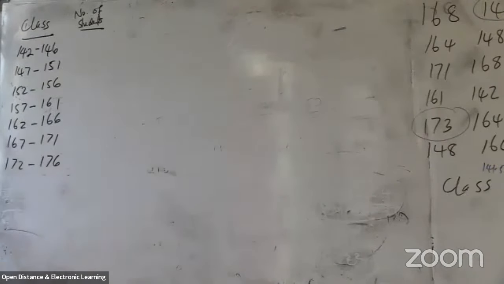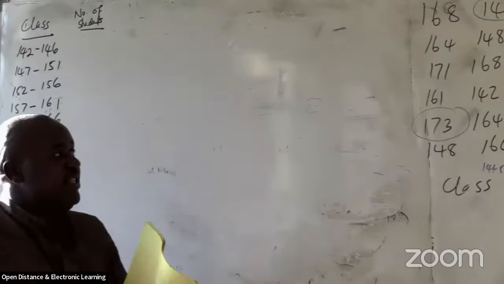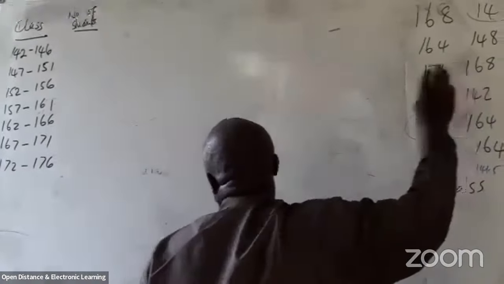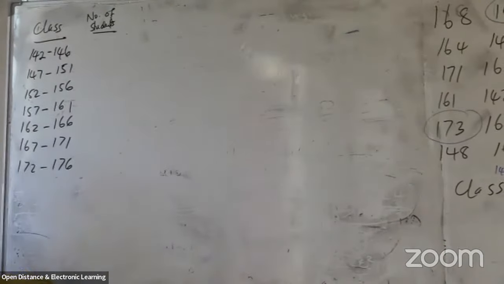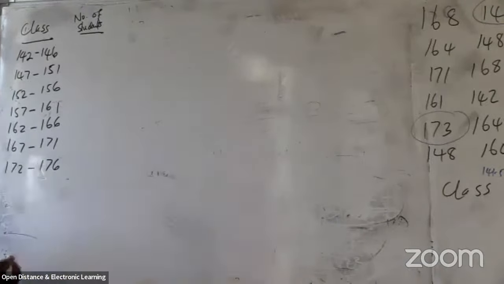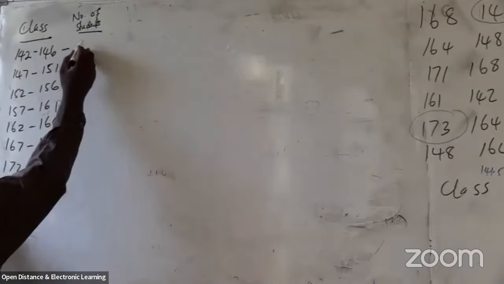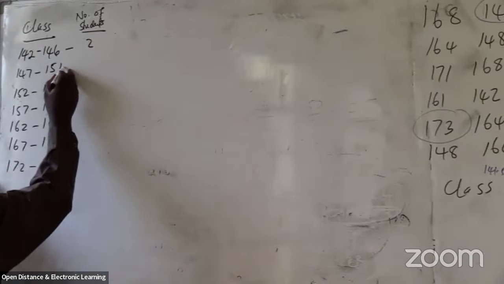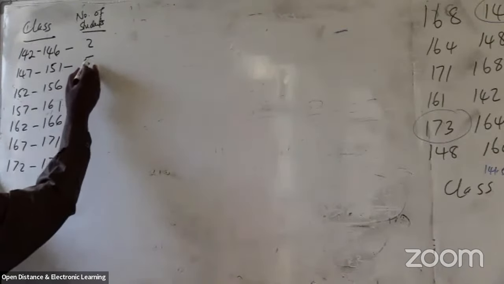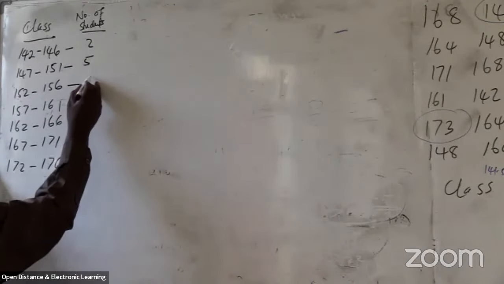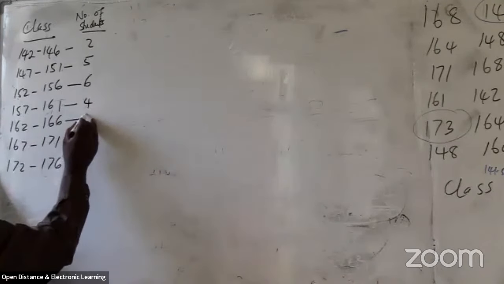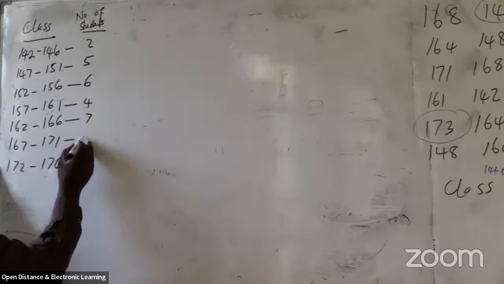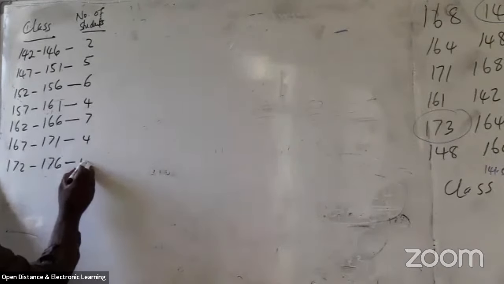So this becomes our classes. And if you did count the frequencies, how many of these fall within the intervals? Then you should have gotten the following: for the first interval, you had 2. For the second, 5. For the third interval, 6. For the fourth interval, 4. Then 7. Then 4. And finally, 4.